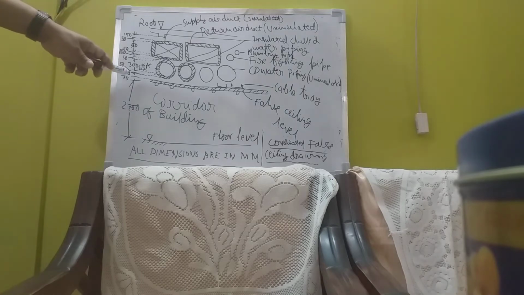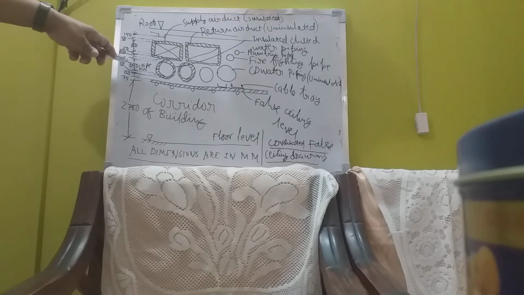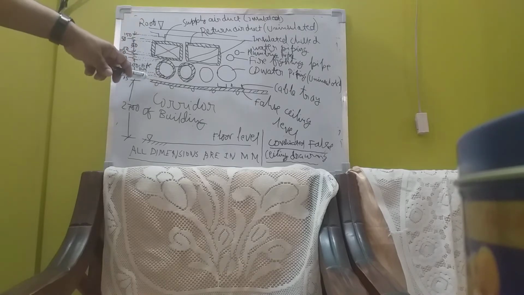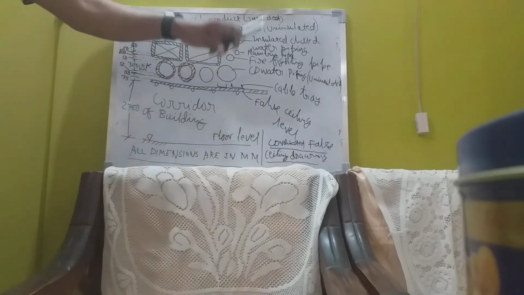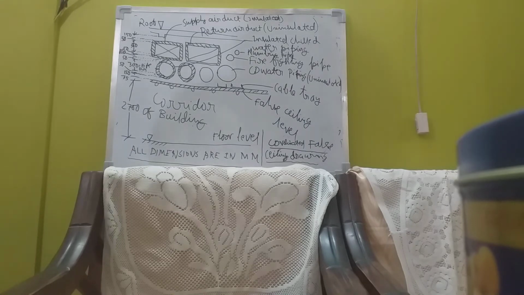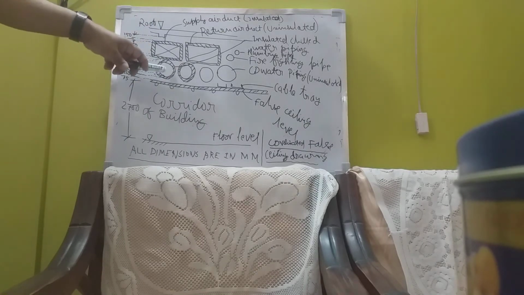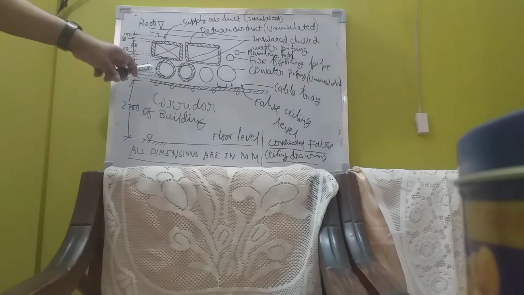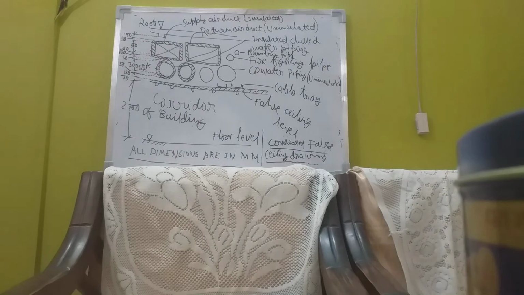So you can see, if you add 75 plus 150 plus 50 plus 300 plus 50 plus 100 plus 50 plus 500 plus 50 plus 150, that makes the total clear space you require for the services to run. You can see so many dimensions you have between the false ceiling top and the bottom of the beam. This should be the clear space. Just have a look at that very nicely. I give you 1 minute to have a look so that you can have a clear idea of this.